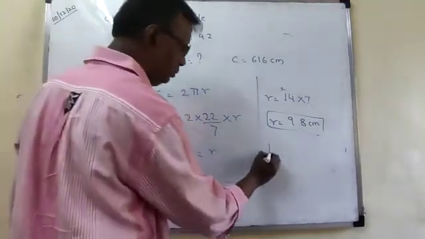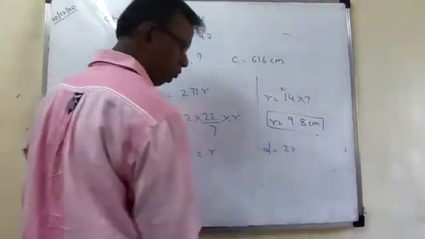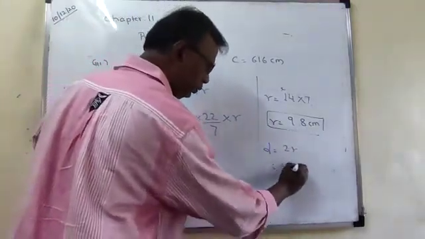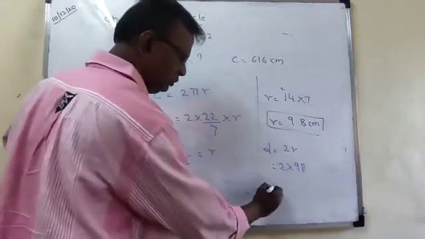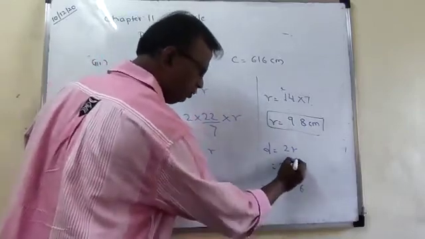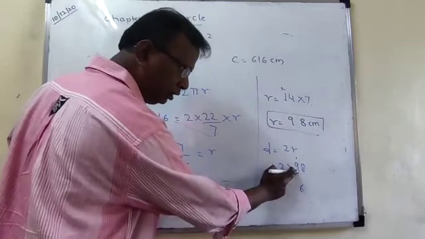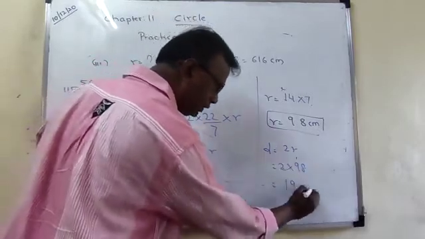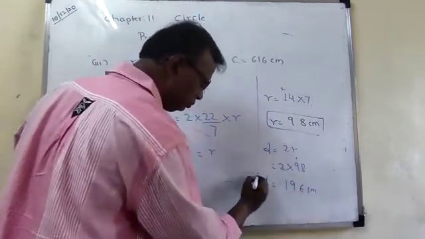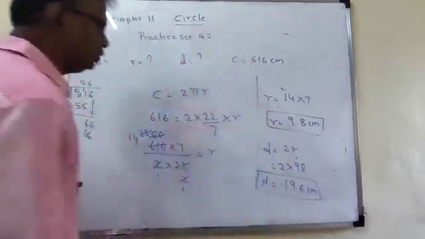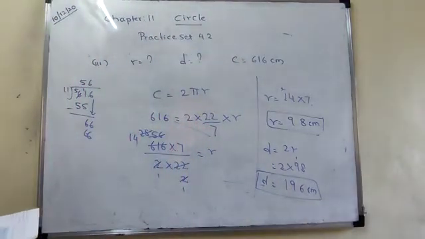Then what do you have to find out? Diameter. So diameter, what is the formula? 2r. That is 2 into 98. 2 8s are 16. 2 9s are 18 plus 1, 19. 196 centimeters. This was your third sum.